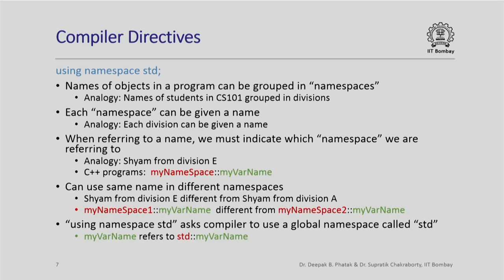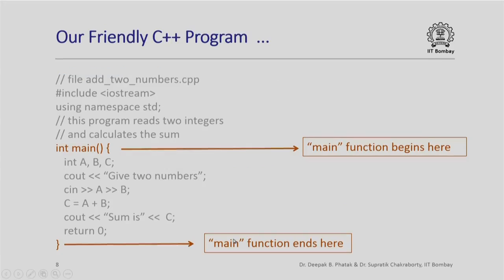Now by issuing the directive using namespace std to the compiler, we are basically asking the compiler to use a global namespace called std, which means for every variable name that we are going to use, we are asking the compiler to prefix the name std as the name of the namespace to it. So when we say my var name, we are really referring to the std namespace and the my var name variable in that std namespace.